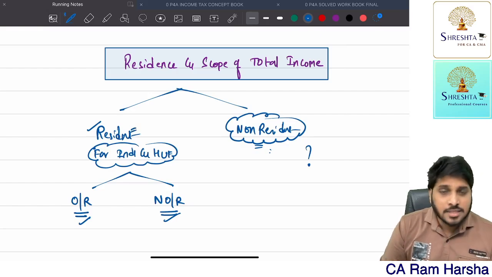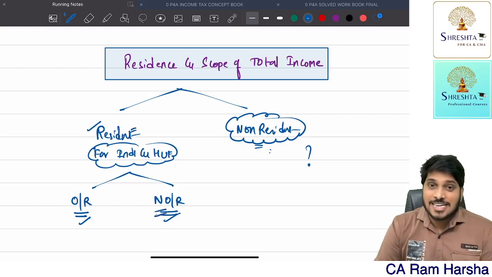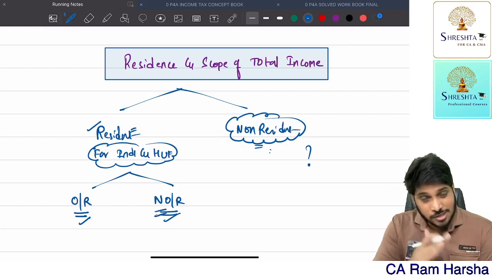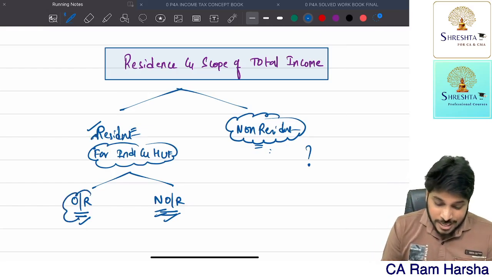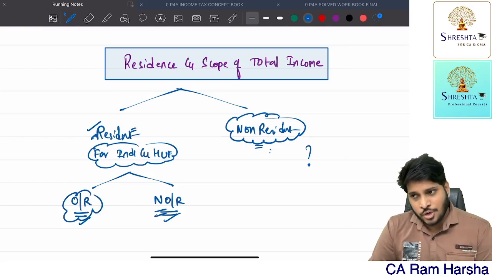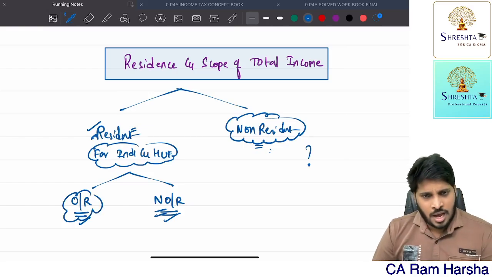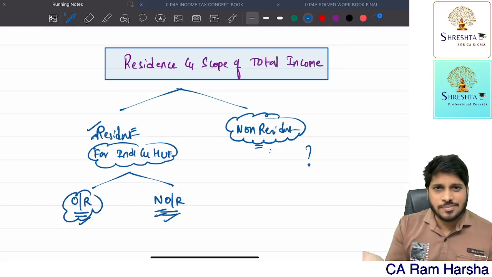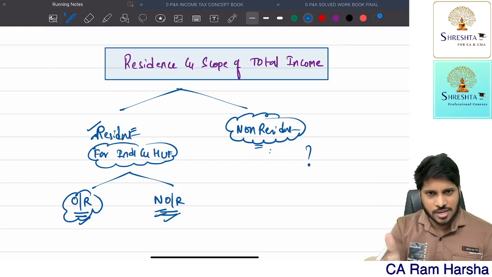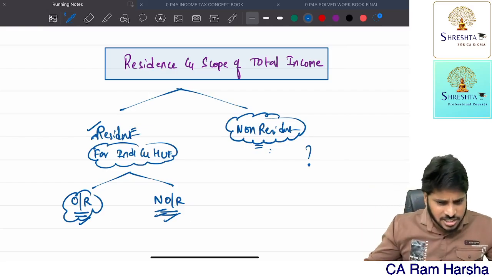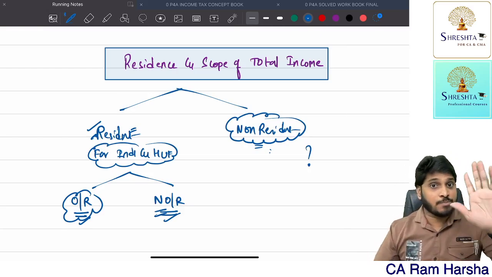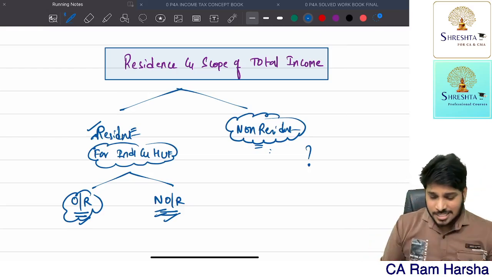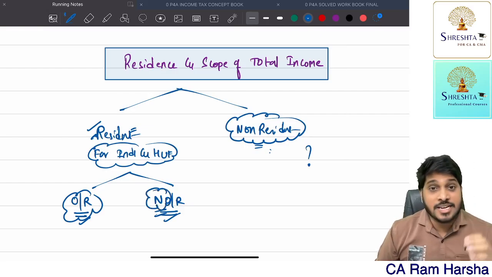You are a resident, but not ordinarily resident. You are a resident, and ordinarily also you are a resident. You are staying in India, and ordinarily you stay in India only. Generally, where do you stay? Recently, just a few days back also, you stayed in India. Example, ordinarily resident.